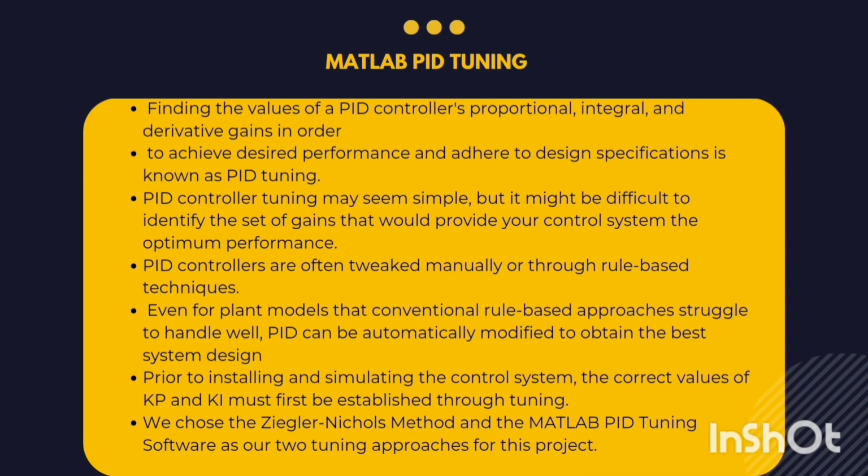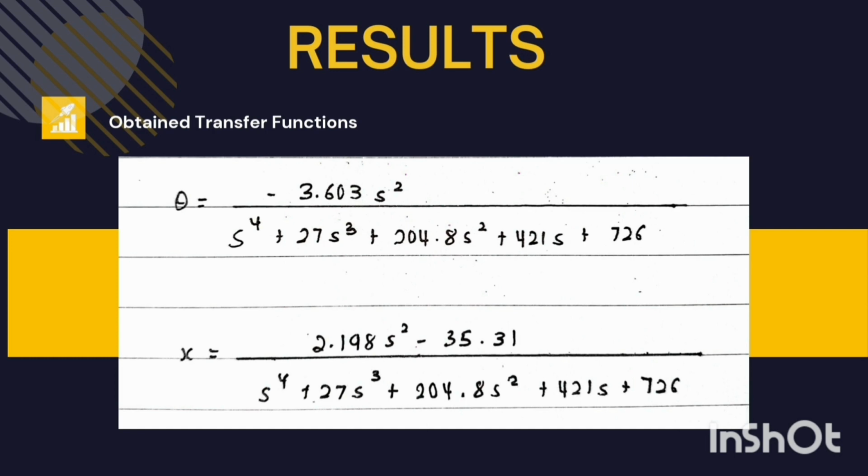PID can be automatically modified to obtain the best desired system and to meet design requirements. Prior to installing and simulating the control system, the correct values of Kp and Ki must first be established through tuning. We choose the Ziegler-Nichols method and the MATLAB PID tuning software as our two tuning approaches for this project. Next, it will be the results.